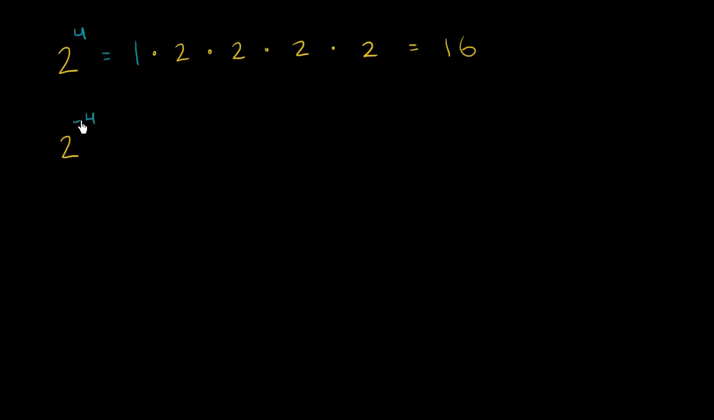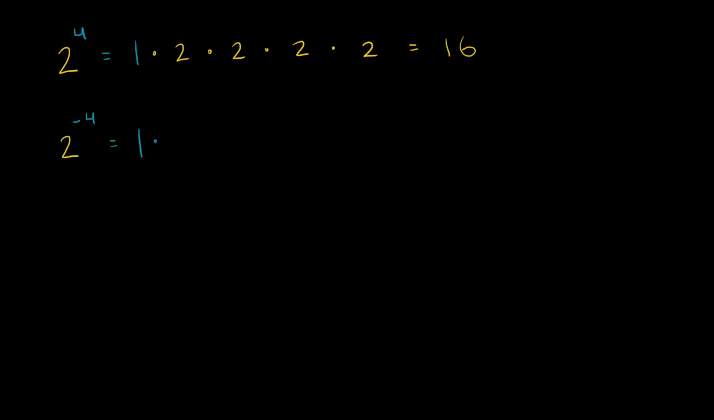Well, what does negative traditionally mean? Negative traditionally means the opposite. So here this is how many times you're going to multiply. Maybe when we make it negative, this says how many times are we going to, starting with a 1, divide by 2? So let's think about that a little bit. So this could be viewed as 1 times, and we're going to divide by 2 4 times. Well, dividing by 2 is the same thing as multiplying by 1/2.